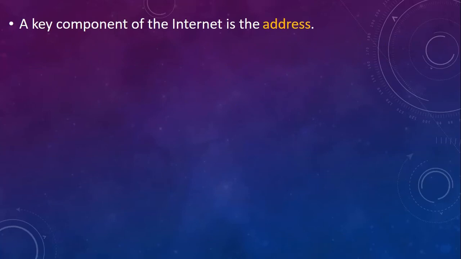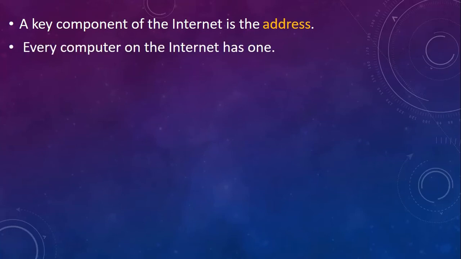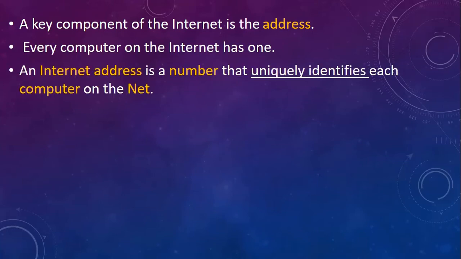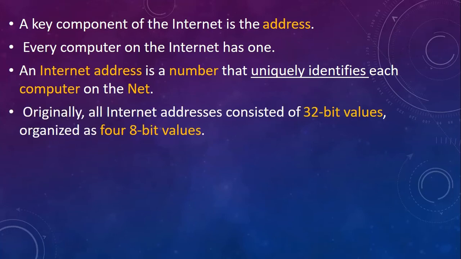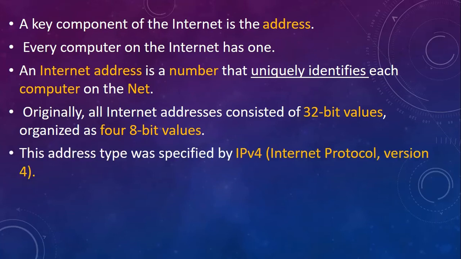Now, this is the next concept that is very important as far as networking is concerned. The key component of the internet is basically the address. Every computer on the internet has one address. An internet address is basically a number that uniquely identifies each computer on the internet. Originally, all internet addresses consisted of 32-bit values organized as four 8-bit values. This type of address was specified by IPv4, or Internet Protocol version 4.